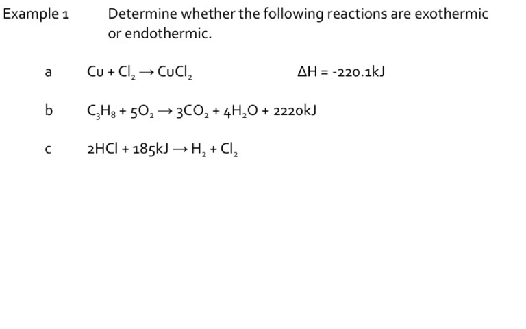the surroundings. So we have two ways of presenting heat inside a chemical reaction. We can either present it as delta H off to the side, like in A, or we can present it inside the chemical reaction, like in B and C.